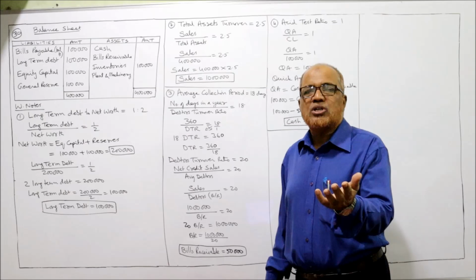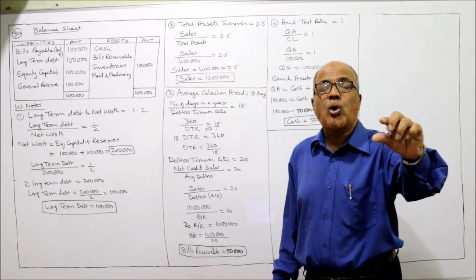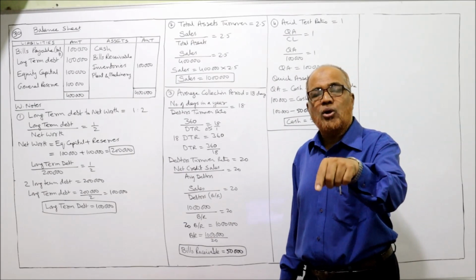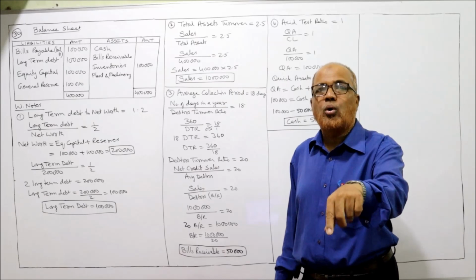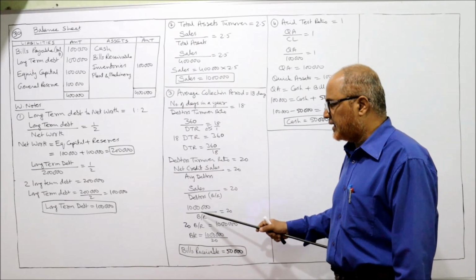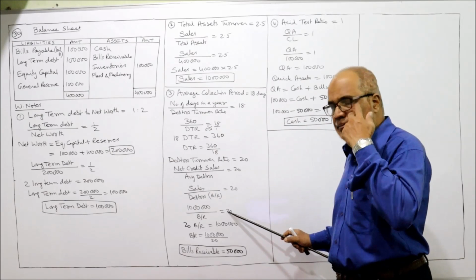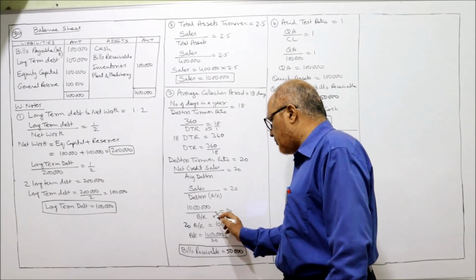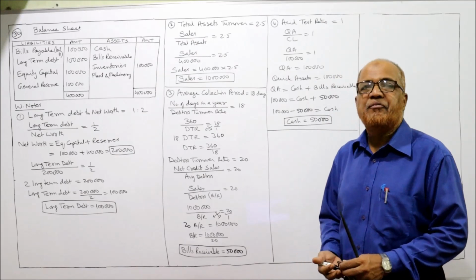But due to lack of information, we can use the alternative formula: sales divided by closing debtors. In this formula, the closing debtors include bills receivable, right? So sales are how much? Just now we have calculated 10 lakh. So 10 lakh divided by bills receivable is equal to 20. Cross multiplying, 20 into bills receivable is equal to 10 lakh. Bills receivable is 10 lakh by 20, 50,000.